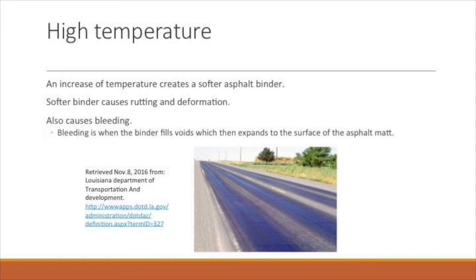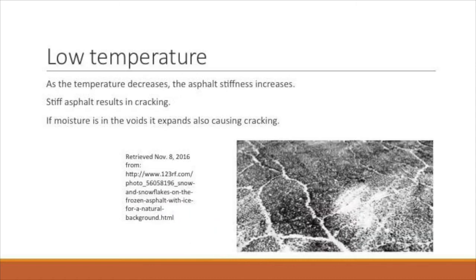Hot asphalt becomes very soft and ductile. This causes the asphalt pavement to form ruts and deform from loads applied such as traffic and vehicles. Hot asphalt also results in bleeding. Bleeding is when the asphalt voids are filled with the asphalt binder, which eventually makes its way to the surface of the pavement. In contrast to the hot asphalt, cold asphalt becomes very stiff and brittle.